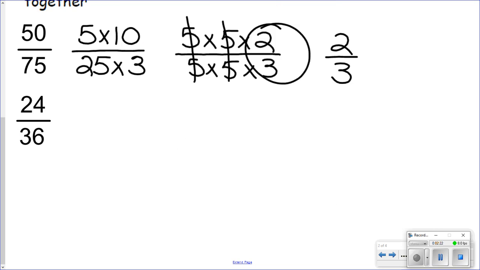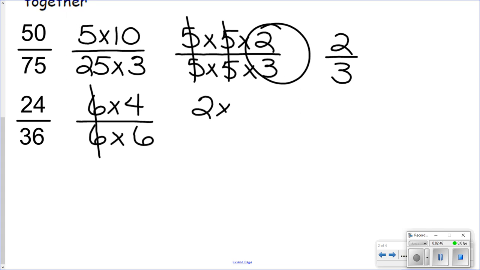Now we're going to try 24/36. Two numbers that multiply together to give me 24 are 6 times 4. Two numbers that multiply together to give me 36 are 6 times 6. I can get rid of the 6's, they match. 4 and 6 do not match, so I'm going to try to break it down even further. 4 is 2 times 2, and 6 is 3 times 2. I can get rid of the 2's.